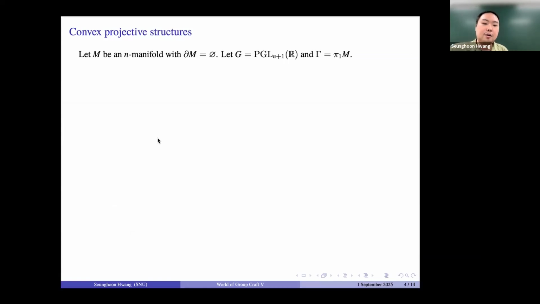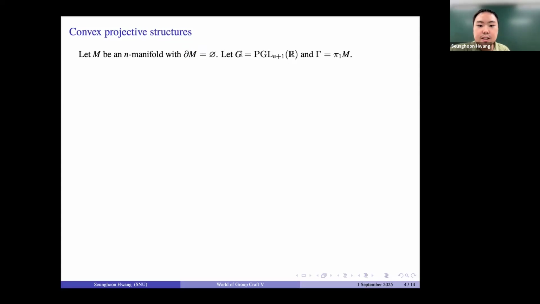Then, of course, we want to think about a sort of moduli space of structures. So let's fix an n-manifold M, and we'll assume that it does not have any boundary, because when we have any boundary components, it is known that we can consider any geometric structure on such a manifold as a restriction of a structure defined on a thickening of such a manifold. So we will always assume that we do not have any boundary.